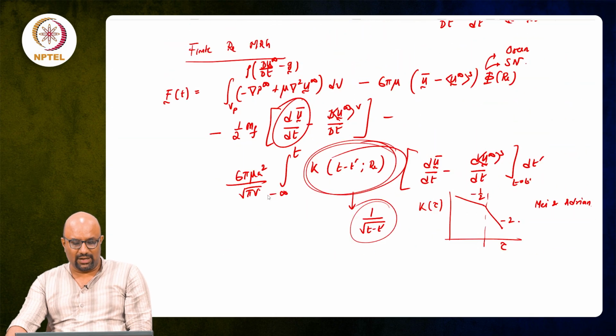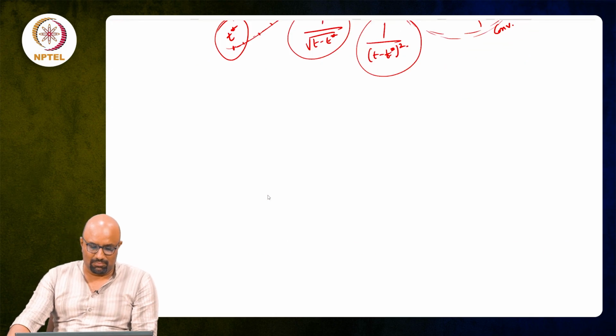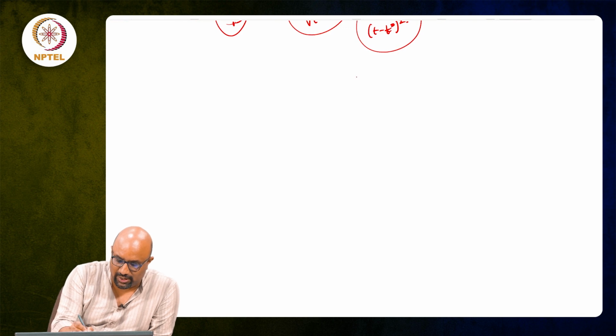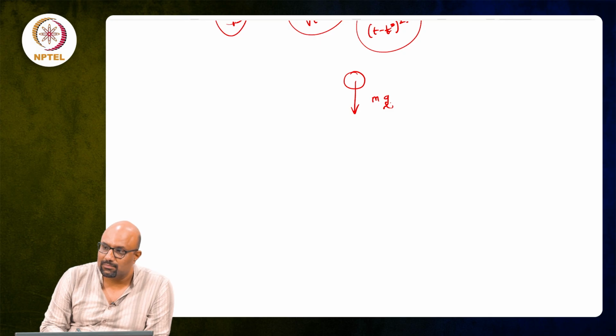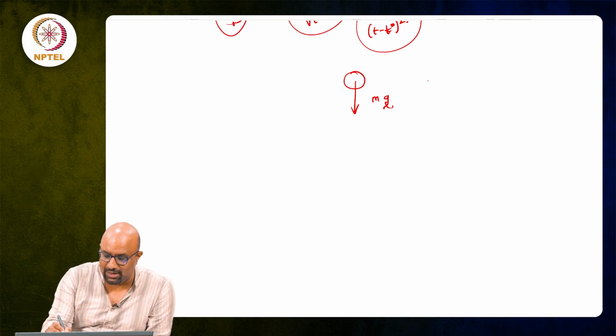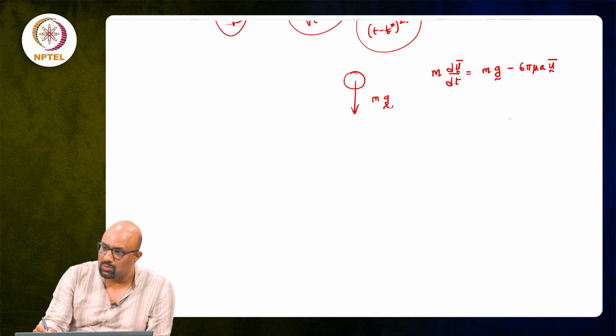So, with all of this, if you just focus on what history is actually doing and you take up a problem of just settling, this is what was from last lecture, no background flow. Forget everything about background flow. So, the equation is m du dt is equal to m g minus 6 pi mu a u, right. Do we have any other term?